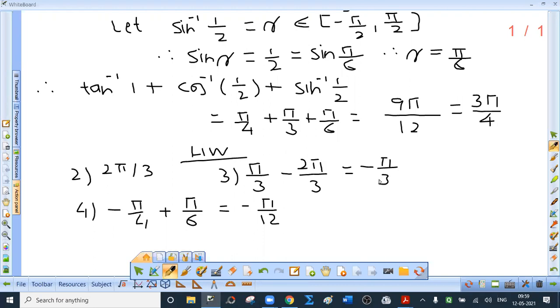And in the last part, what is cosec inverse minus root 2? It is basically sine inverse minus 1 by root 2, that is minus pi by 4. And the second part is cot inverse root 3, meaning tan inverse 1 by root 3, which is pi by 6. Their addition is asked, so it is minus pi by 12.